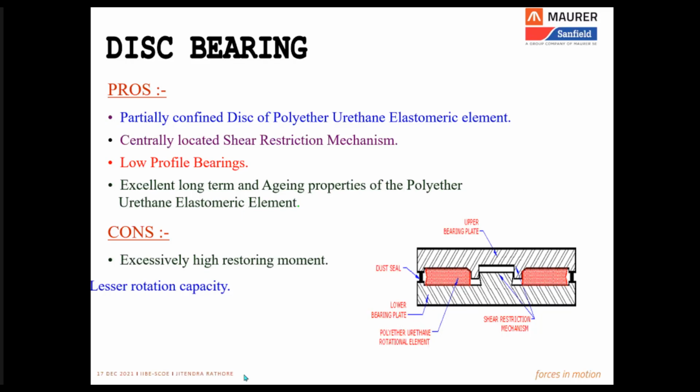But the limitation they have on the other hand is the high stiffness of this polyether urethane disc, and because of its very high stiffness, the restoring moment generated in these bearings is very high, which could be a cause of concern for the structure as well as the sliding surface which is mounted on top. And also these bearings have comparatively lesser rotation capacity as compared to pot and spherical bearings.